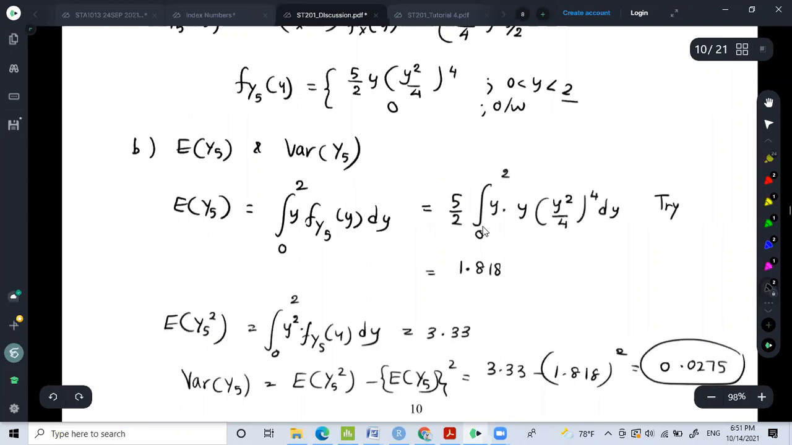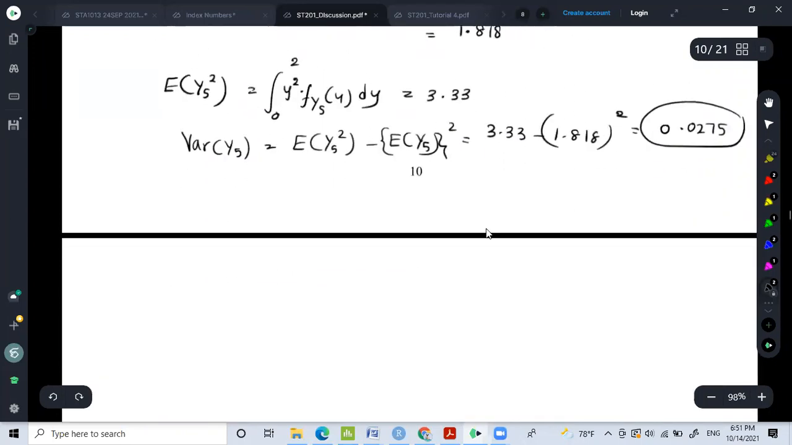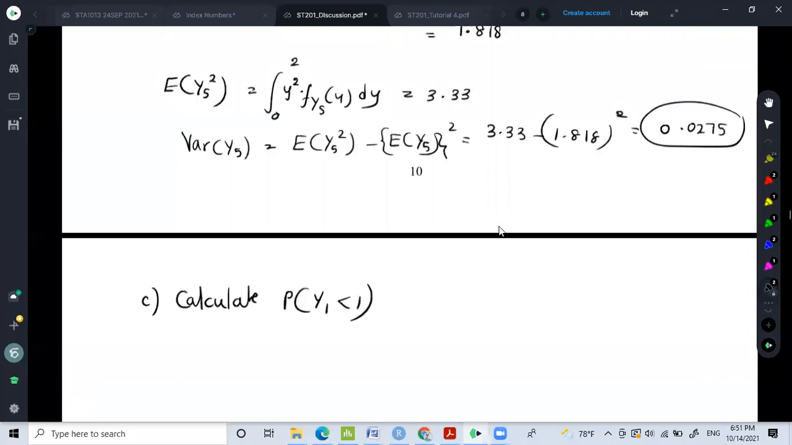So these are not hard, right? Finding the expectation and variance when you know the PDF, it's not hard. Then you have to calculate the probability y1 less than 1. Okay. Again, it's not that hard.